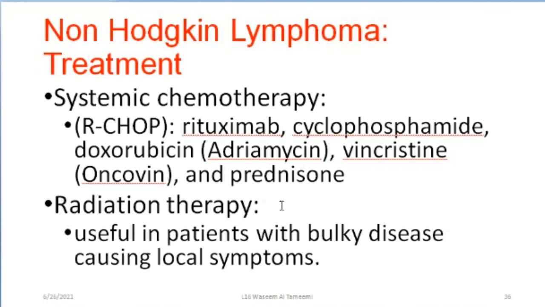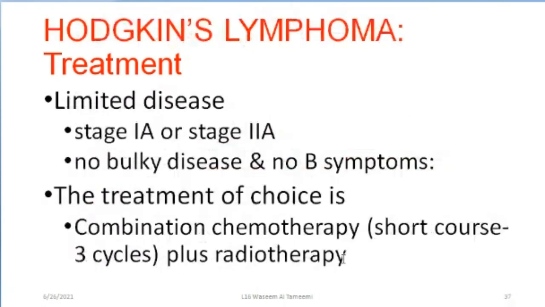Radiation therapy is the second line of treatment, but it is not indicated for all patients. It is indicated only in bulky disease. كنا قبل شوية قلنا عليها المريض عنده mediastinal mass أو عنده large lymph node that causes local symptoms. Otherwise, ما احتاج الراديوثيرابي. يعني أنا من قرار systemic chemotherapy. Systemic chemotherapy يغطي عن الراديوثيرابي. الراديوثيرابي أحتاجه بحالات bulky disease أو obstructive symptoms.